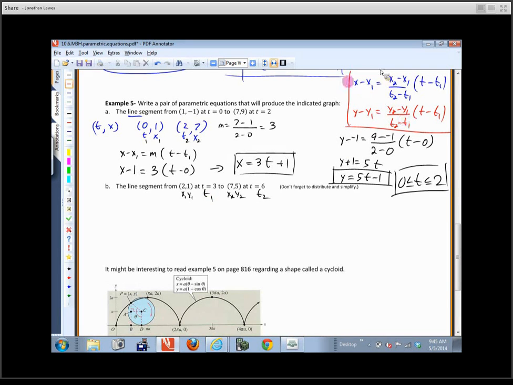And then let's use these formulas right here. So this is going to be x minus, what's the first x coordinate? 2 equals, and then I do x2 minus x1. Well, x2 is right here, 7 minus x1 is 2, over t2 minus t1. So that's going to be 6 minus 3. And then in parentheses, I do t minus t1. So that's going to be t minus 3.